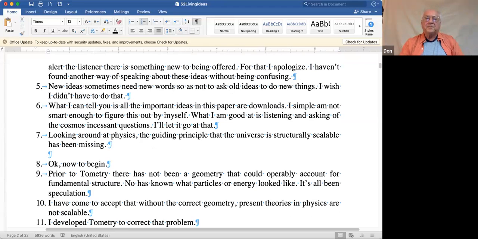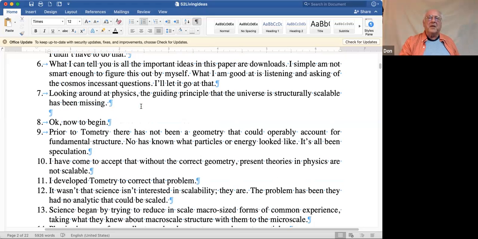So new ideas sometimes need new words, and we were just talking about that with Shrikant. And I wish I didn't have to do that, but in the long run, it will avoid confusion. What I can tell you is that all the important ideas in this paper are what I call downloads. I am simply not smart enough to figure this stuff out myself. What I'm good at is listening and asking the cosmos incessant questions and holding them, and I'll let it go at that.